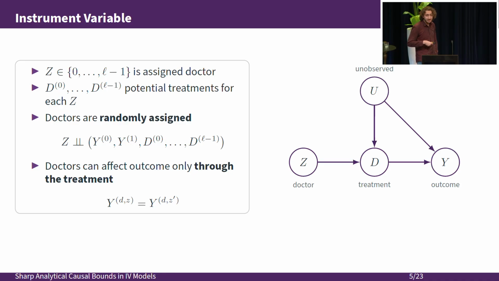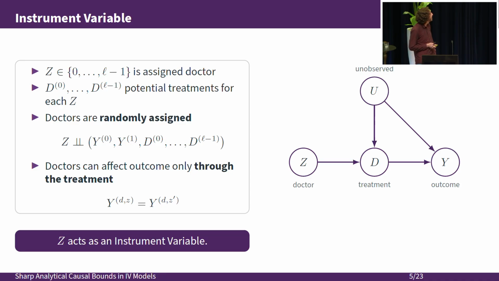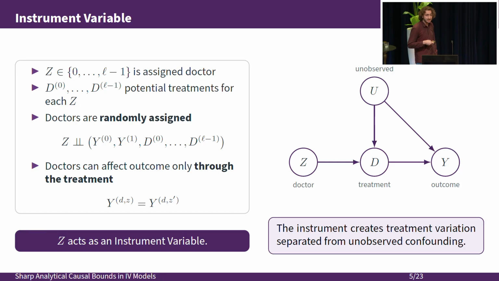Assume that there are L different doctors, and we assign each patient to these doctors completely random. And also we assume that each doctor can affect the outcome only through the treatment. Using these assumptions, we can call Z, which denotes the assigned doctor, as the instrumental variable. This instrumental variable helps us calculate the average treatment effect by creating variations that are not caused by our confounders.